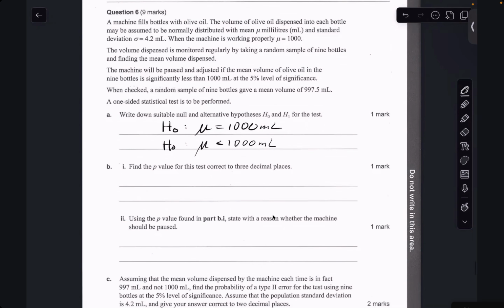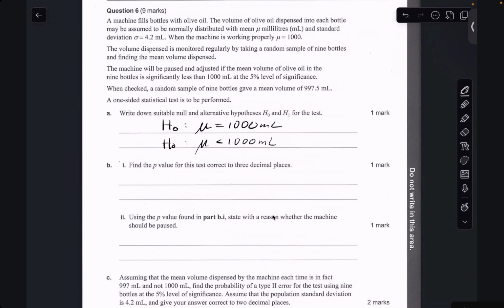Find the p-value for this test, correct to 3 decimal places. So the p-value is the probability that the x-bar is less than 997.5, given that the mean is equal to 1000.